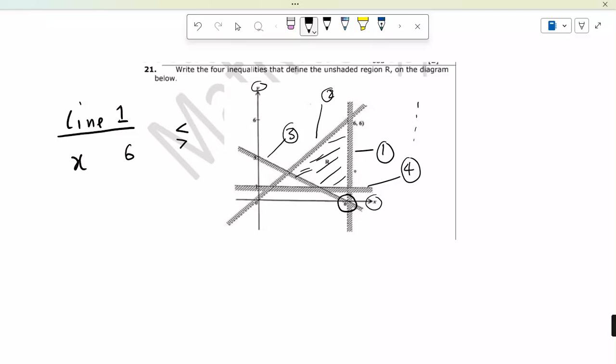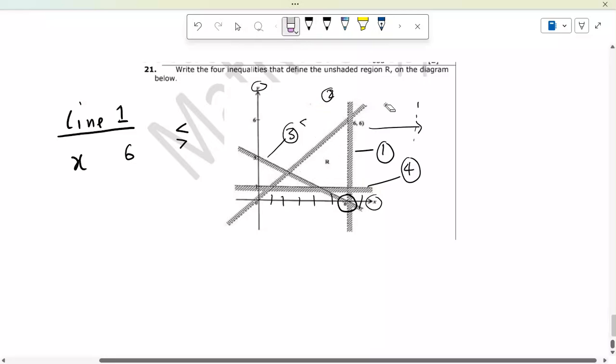Which side is x greater than 6? So if you go this side, x is greater than 6. If you go this side, x is less than 6, because we have 1, 2, 3, 4, 5, 6. All these numbers are less than 6. And R is in this region where x is less than 6. Greater than 6 is after this point, because this is 7, meaning x is greater than 6.